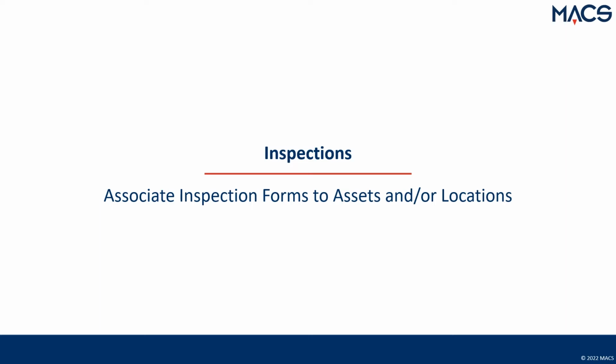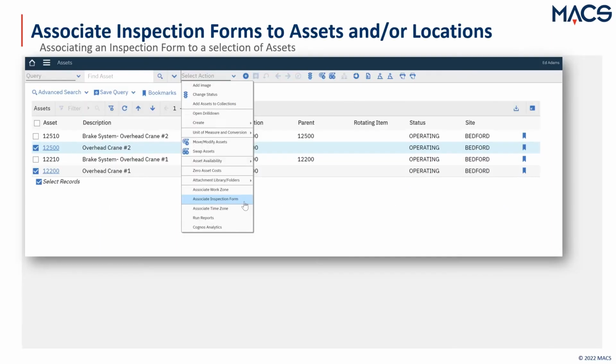The first one is associating inspection forms to assets and/or locations. You can see that now I just have the Maximo look and feel. I'm not in a work center, I'm in the Assets application. Once I am on the list view of the Assets application and I've filtered the assets that I want, in this case all my assets that have something to do with overhead cranes, I can select the assets I want, go into the action menu and select the Associate Inspection Form action.